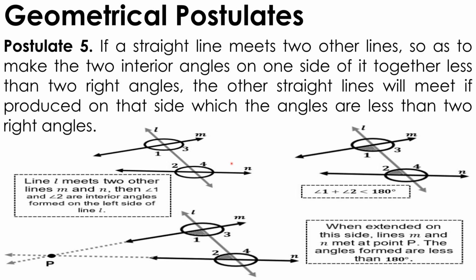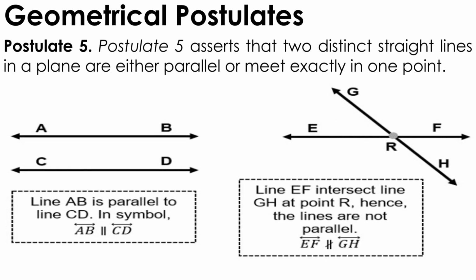Postulate number 5 asserts that two distinct straight lines in a plane are either parallel or meet exactly in one point. Here, we have line AB is parallel to line CD. So in symbol, we have this symbol as parallel. Also, we have here line EF intersect with line GH at point R. Hence, the lines are not parallel. So the symbol for not parallel is this one.